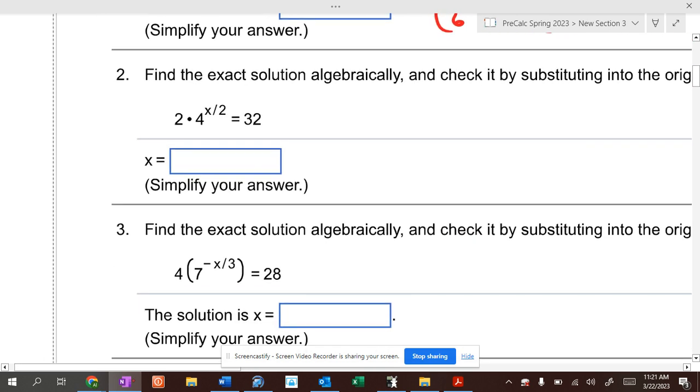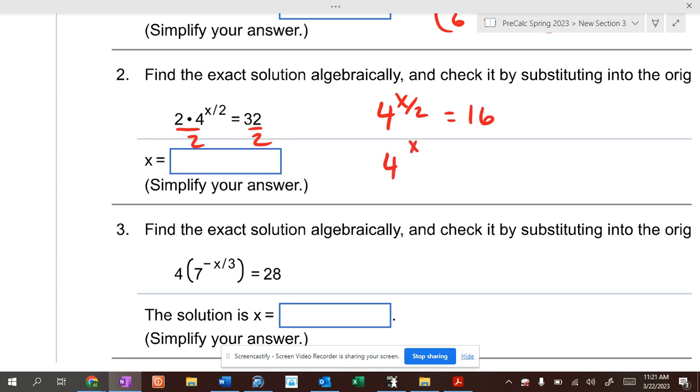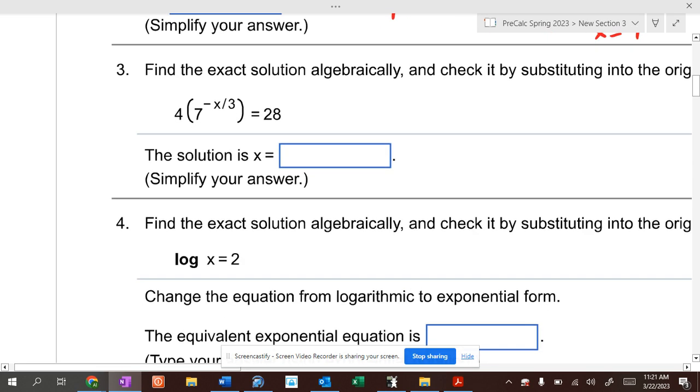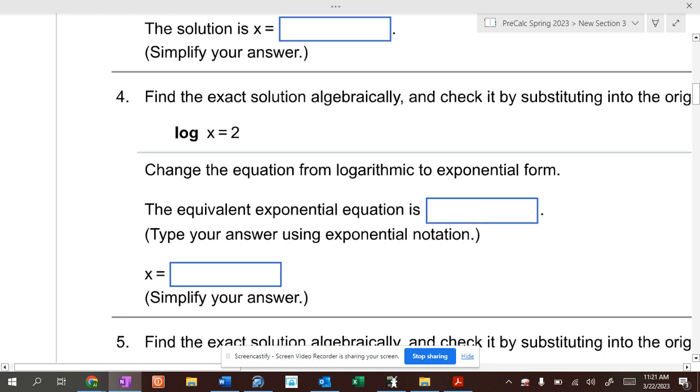All right. Let's do the same thing on this one then. What's our first step? Divide by 2. 4 to the x over 2 equals 16. 4 to the x over 2 equals 4 to the second. x over 2 equals 2, so x equals 4. Okay? If you have a negative exponent, you can solve that.